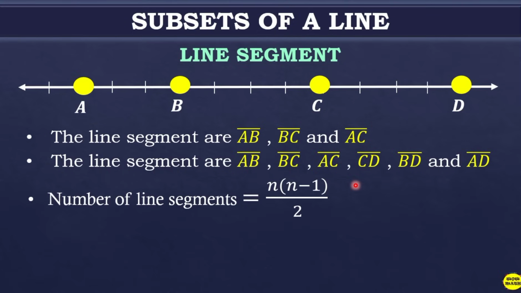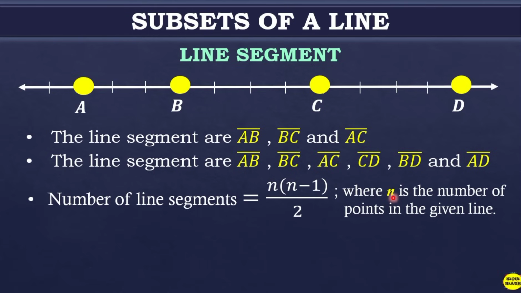So for us to determine the number of line segments, you can make use of the quotient of n times the quantity of n minus 1 and 2. Okay? So pwede mo itong gamitin. N times n minus 1 over 2. Ano ba tong n na to? Yung n natin, that is the number of points in the given line. So kung ilan yung points mo, yun po ang ilalagay natin dito. Okay? So, etong 4 points na to, meron tayong nakuha na 6 na line segment.